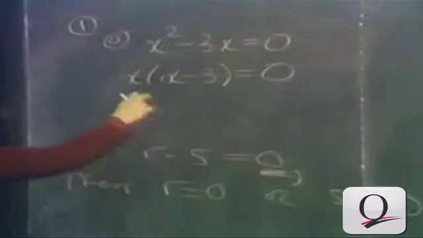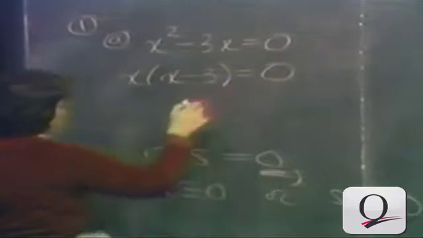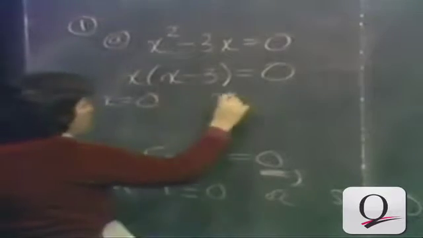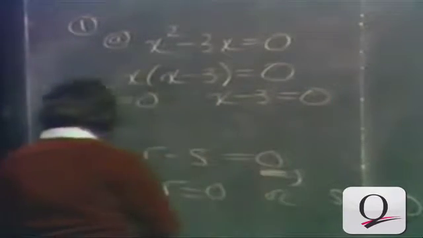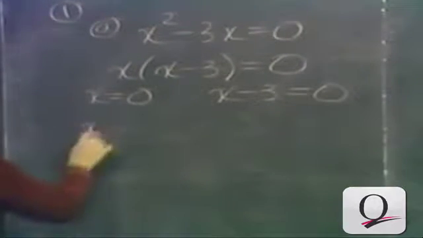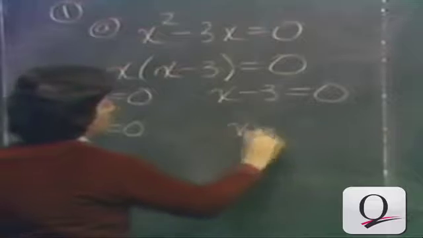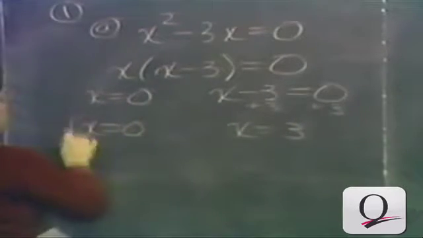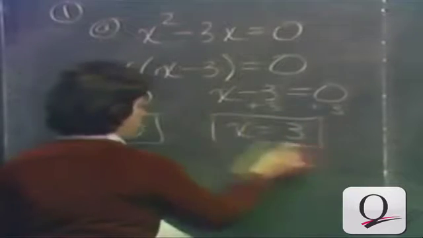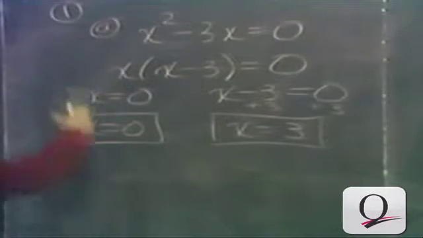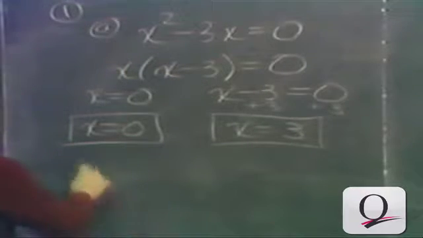And here we have our r times s equals 0. So then either x equals 0 or x minus 3 equals 0, giving us two roots, two solutions for this quadratic equation, x equals 0 and x equals 3. We add 3 to both sides, and we get x equals 3. And of course you can check your answers in the original equation.